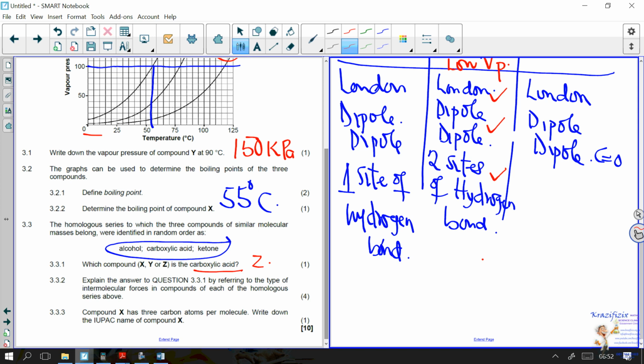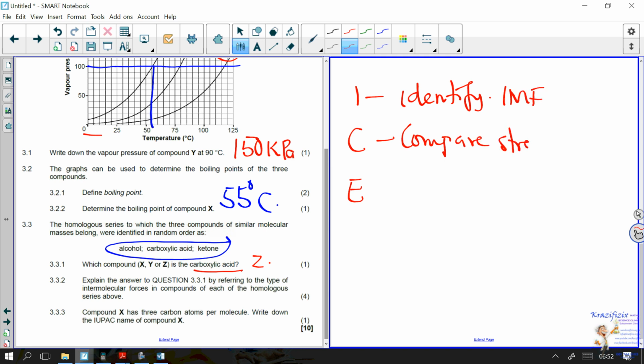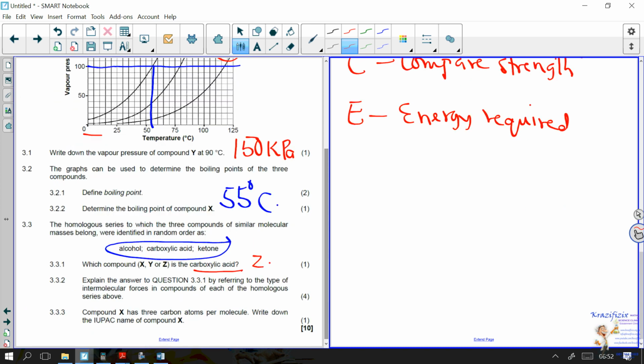Okay, what we normally do to answer this question is we talk about I's. Number 1, identify the type of intermolecular force. Number 2, compare the strength of intermolecular forces. And number 3, talk about the energy required. Okay, quite too many stories. We're dealing with just Z.